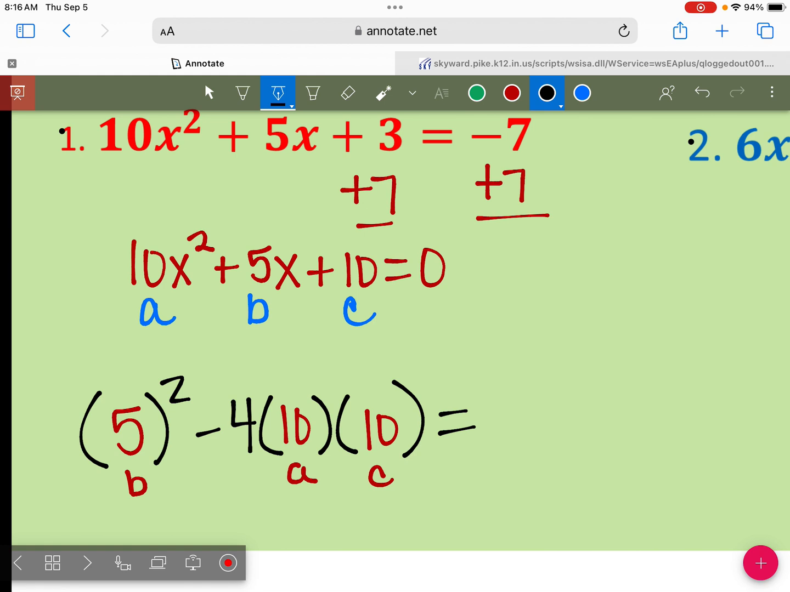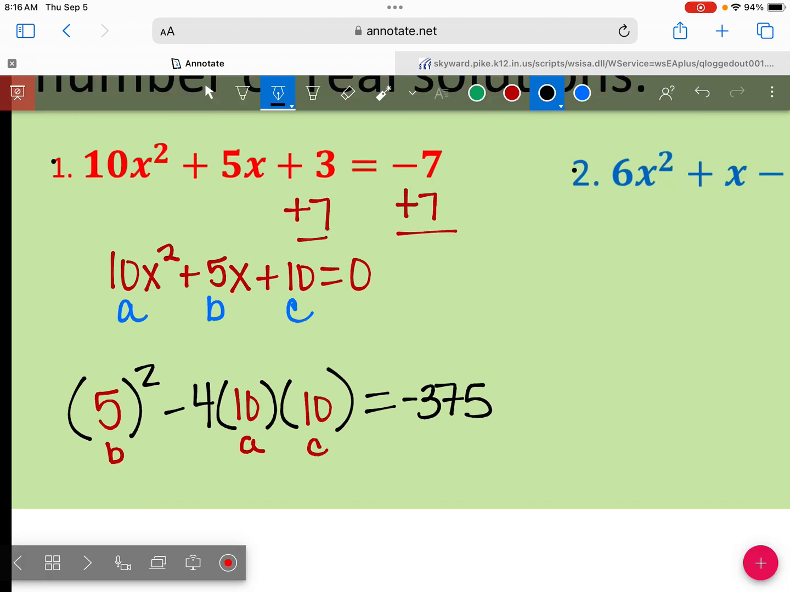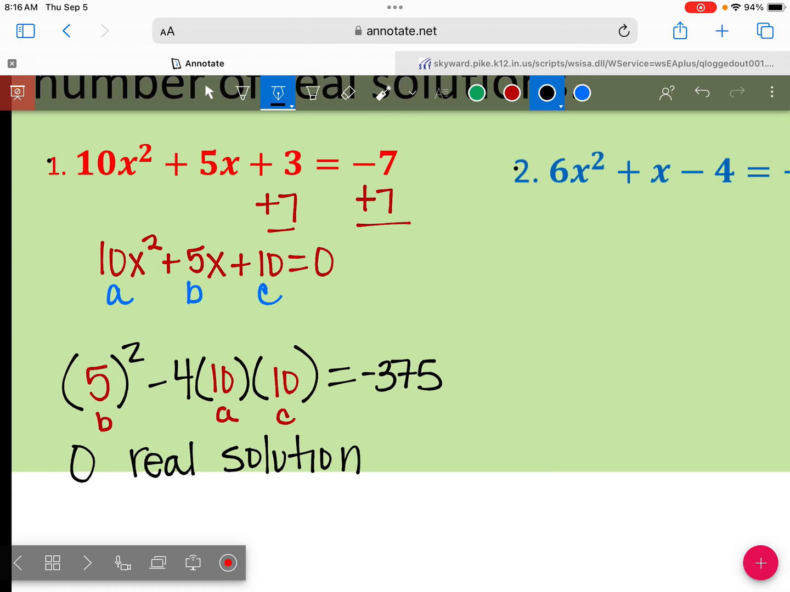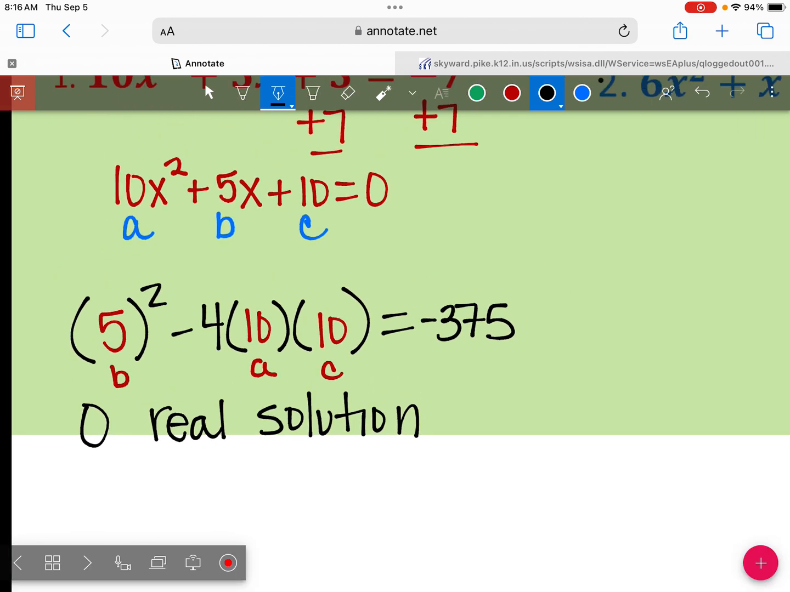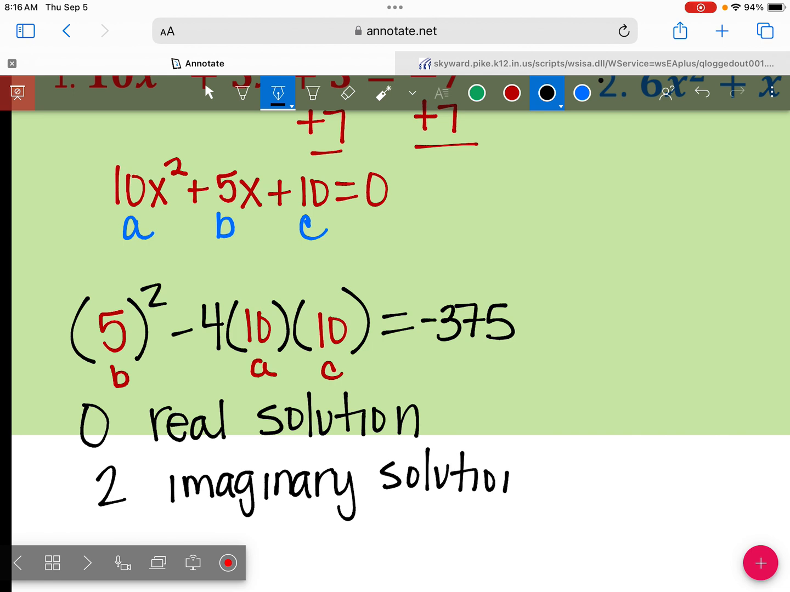Thank you. So what did you all get? Anybody else get -375? So does anybody remember from yesterday what that means? Yep. Because it's negative, that means we have 0 real solutions. 0 real solutions is the same thing as saying 2 imaginary solutions. That is exactly the same thing, and we'll talk about that a little bit more. So either one. They're not real, they're imaginary.